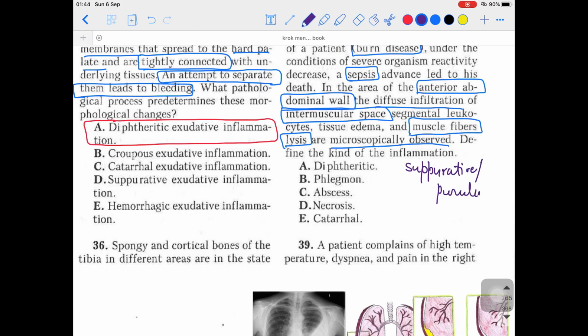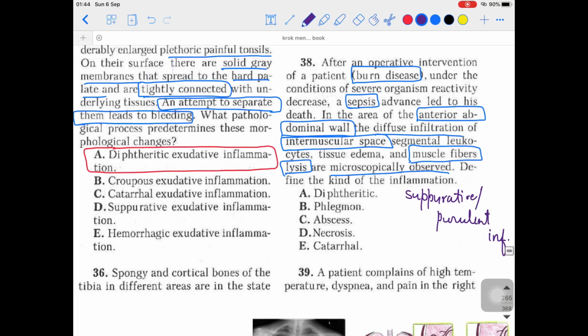Now how did I come to know that this is suppurative purulent inflammation? Because they are talking about the phlegmon over here. How did I come to know that this is a case of phlegmon? Because they are talking about the intermuscular space and the muscle fiber lysis. So yes, we have talked about the abscess. Now let me talk about the phlegmon.